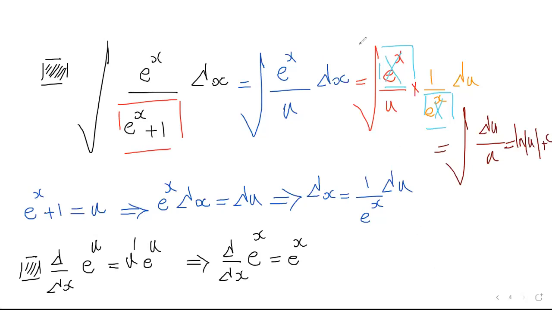However, don't forget that you have u here. The original language was in x. Then let's translate it back to our original language, which means this becomes Ln absolute value of, I know that u is e to the power x plus 1, plus c. Then that becomes the result of this integration.